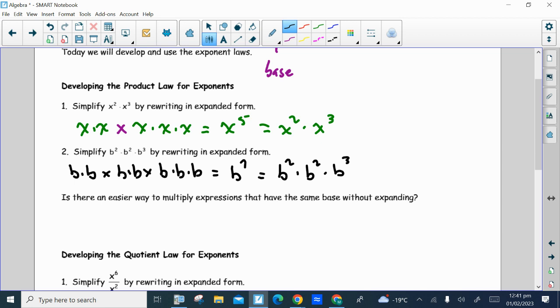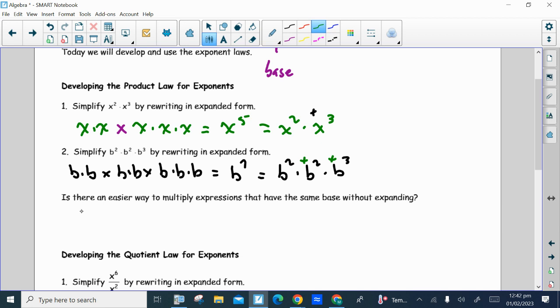So then it says, is there an easier way to multiply expressions that have the same base without actually expanding? And the answer is yes. You might remember, when you're multiplying powers with the same base, the law says that you add the exponents and keep the base the same. X squared times x cubed is x to the 5th because 2 plus 3 is 5. Add the exponents, keep the base the same. B squared times b cubed is b to the 7th, because if we add the exponents together, 2 plus 2 is 4, plus 3 is 7, you get b to the 7th.